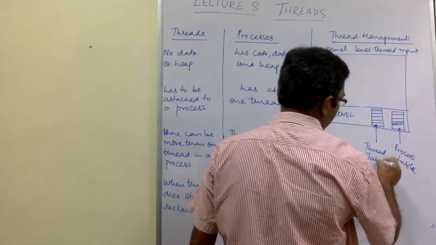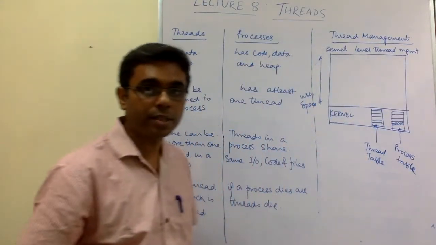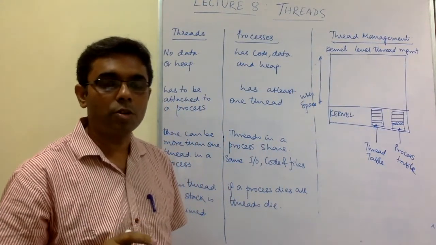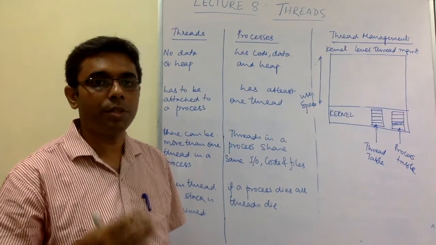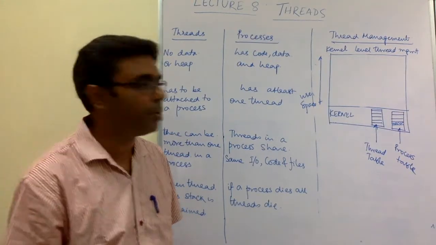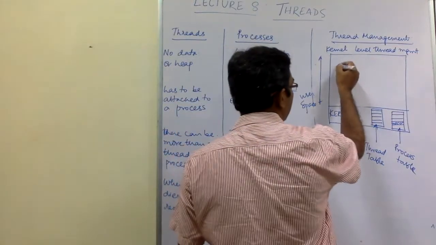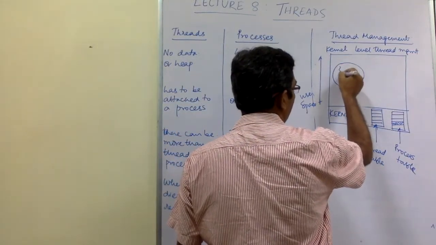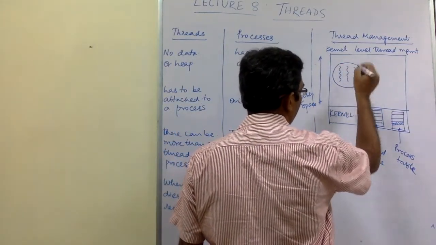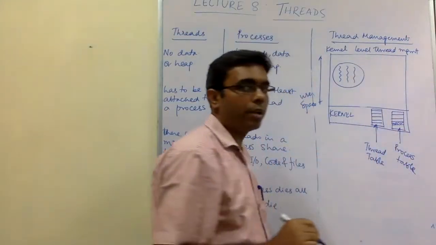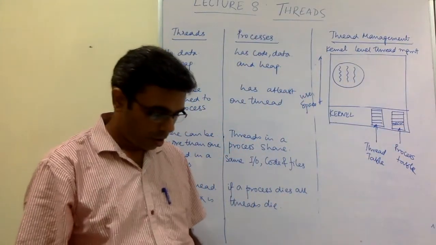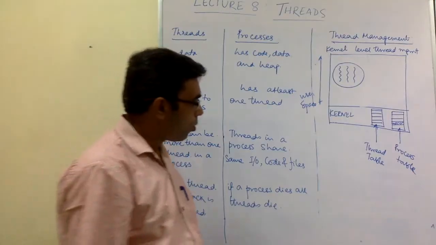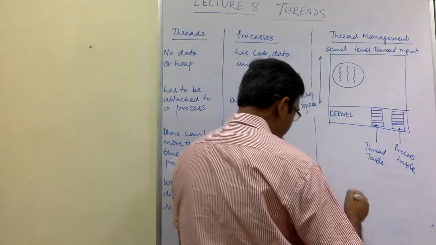So the kernel in this case maintains the thread control block, which keeps information about the threads which have been created. And so the processes now would be creating a number of threads. The kernel would also support creation of a number of threads. Okay. Now, what is the advantage in this case?